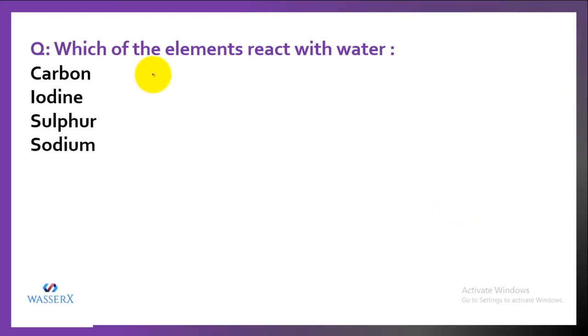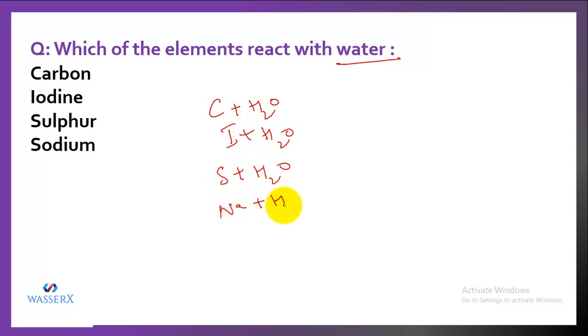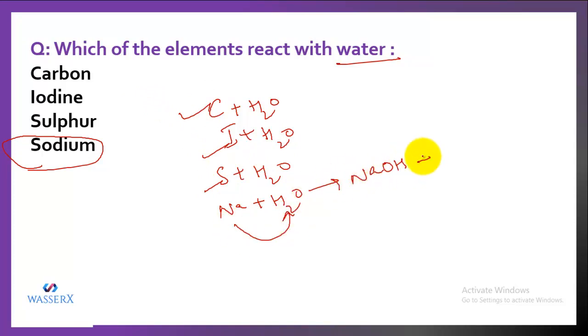Next question is, which of the elements can react with water? The options are carbon with water, iodine with water, sulfur with water, or sodium with water. Out of these, sodium is the correct answer because the others are non-metals, they cannot displace hydrogen. But sodium can displace hydrogen, forming NaOH plus H2.